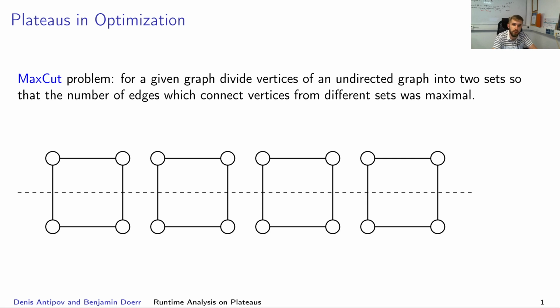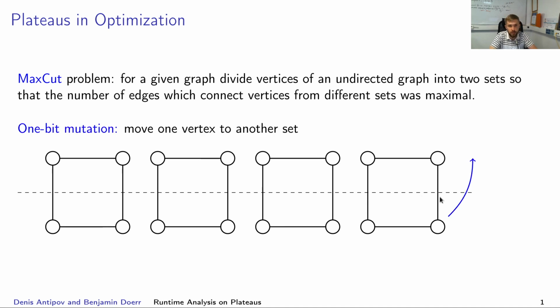Plateaus are some areas of the search space where we have a constant fitness. For example, consider a max-cut problem where we must divide the vertices of some graph into two sets to maximize the number of edges which go from one set to another. Consider this instance where the cut is shown with this dashed line. Any one-bit mutation which moves one vertex to another side of the cut doesn't change the number of the cut edges, but only then can we move another vertex to another set to increase the number of the cut edges.